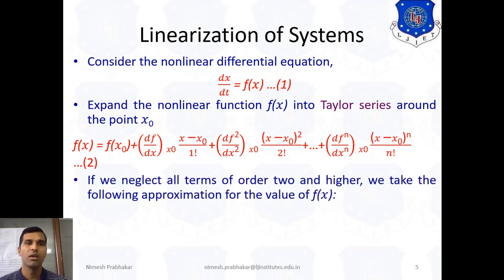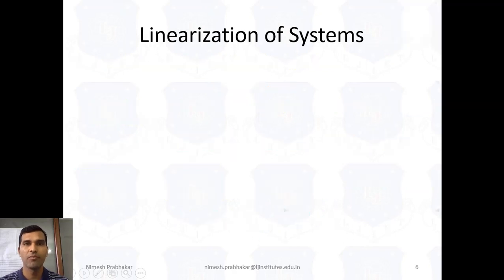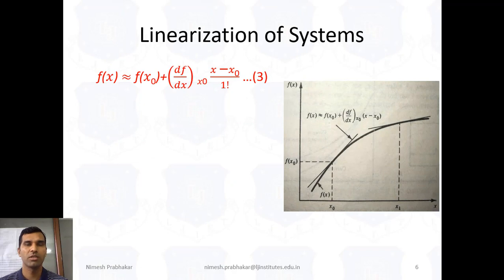Now here, if we neglect all terms of order 2 and higher, we take the following approximation for the value of f(x). So we neglect all the higher order terms and only consider the term df by dx at x0 times (x minus x0). So f(x) is approximately f(x0) plus df by dx at x0 times (x minus x0) over 1 factorial. We can call this equation number 3.